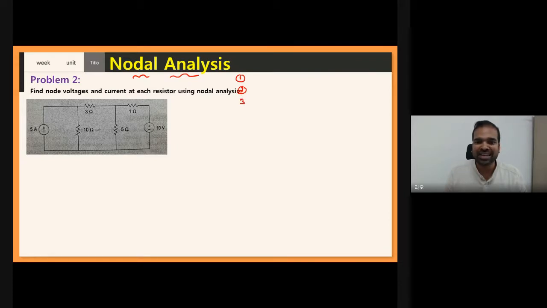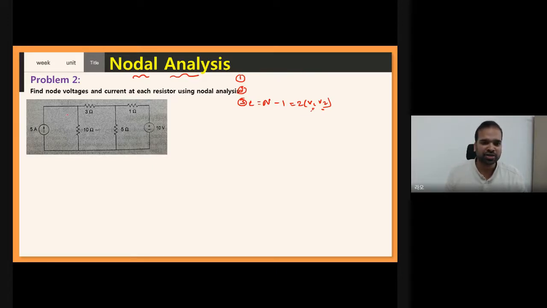Next, how many equations will you get? The number of equations depends on the number of nodes, n minus 1. If you have 3 nodes, 3 minus 1, you will get 2. So you will find two node voltages, that is V1 and V2. Clear? Once you know the node voltages, you can find any other unknown parameter in the circuit.